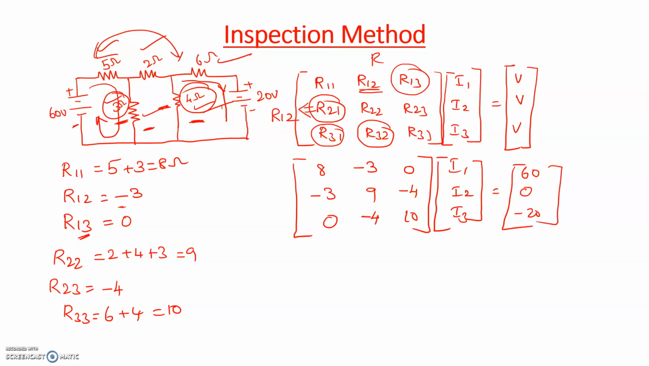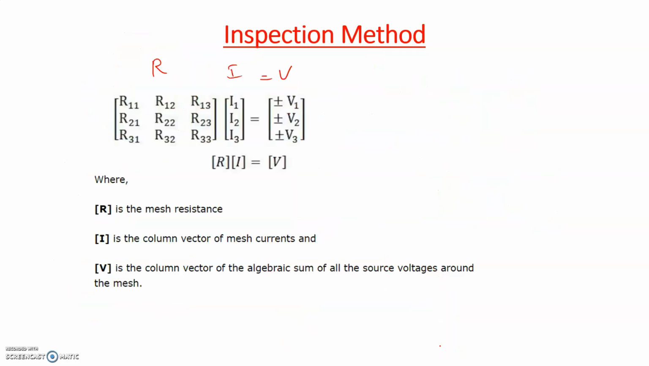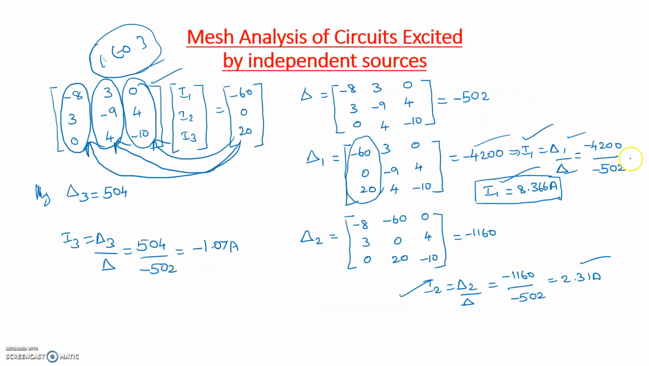After forming the matrix, we have to find the values of del 1, del 2, del 3 and del. Then we can easily calculate I1, I2 and I3: I1 is equal to del 1 by del, I2 is equal to del 2 by del, and I3 is equal to del 3 by del. We get the same values: I1 is equal to 8.66 amperes, I2 is equal to 2.31 amperes, and I3 is equal to minus 1.07 amperes.